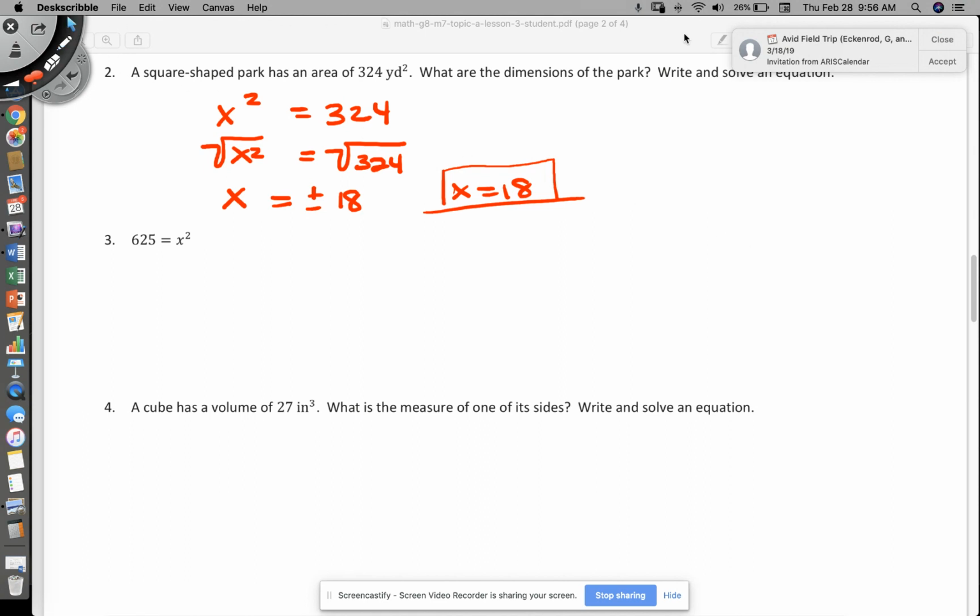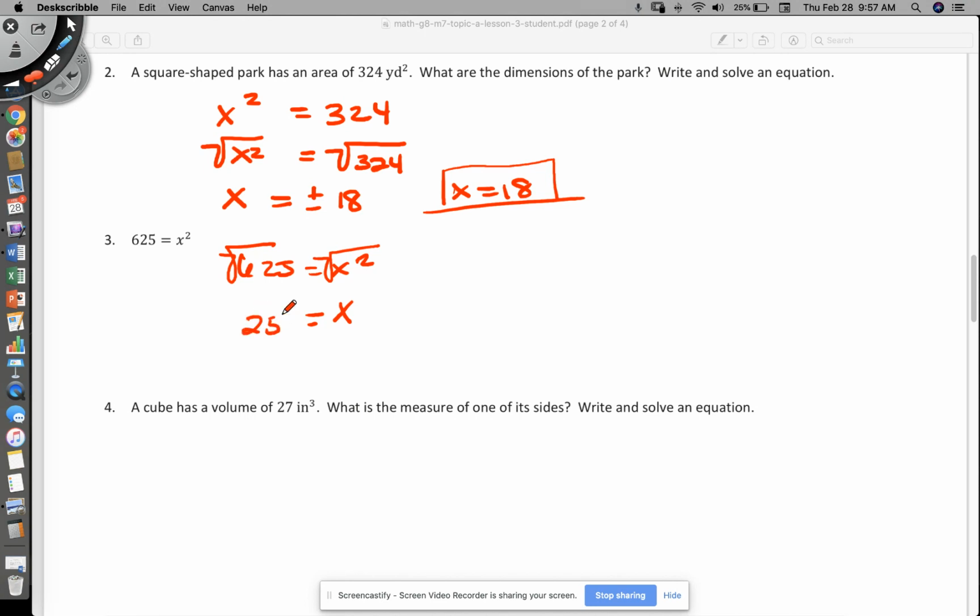All right, now let's look at this one. 625 equals x squared. So I'm going to square root both of these. And this becomes a single x when I do that. And the square root of 625 is plus or minus 25.